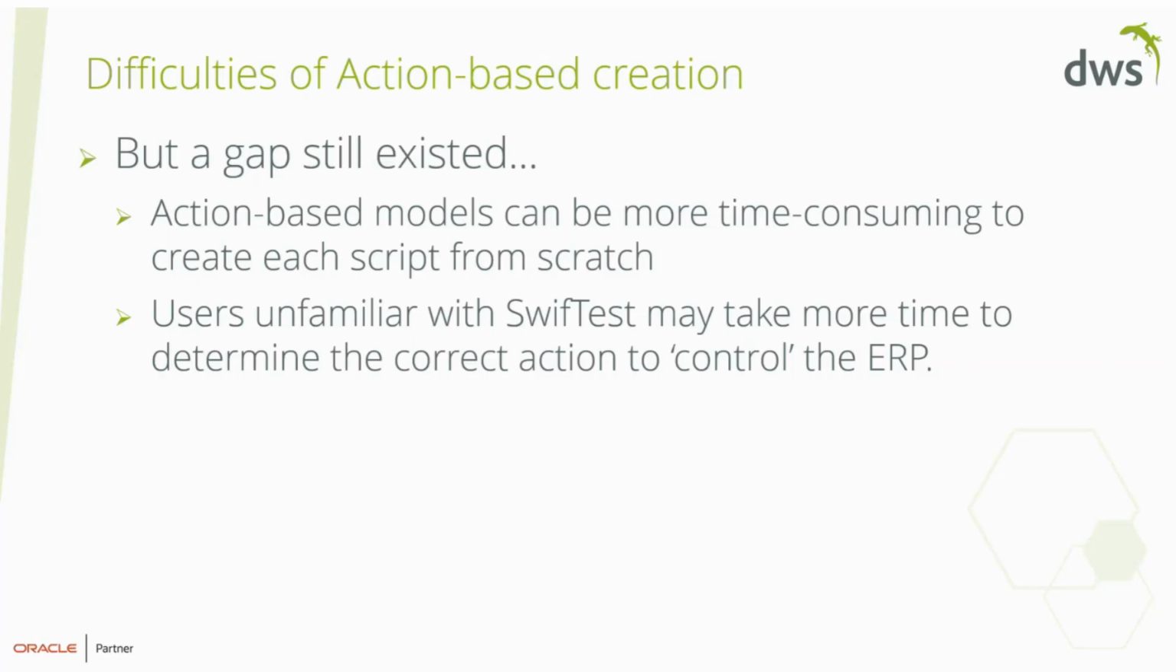But no software is 100% perfect, and a gap still existed. Action-based models can be more time-consuming to create a script from scratch, and users who are possibly unfamiliar, still going through the learning curve, or unfamiliar with SwifTest, may take more time to work through which actions they need to select in order to control or drive the ERP software. And that can slow things down a little bit as well. So we needed a way of being able to create your test scripts quickly and easily without losing that ease of maintenance ability and the benefits of that.